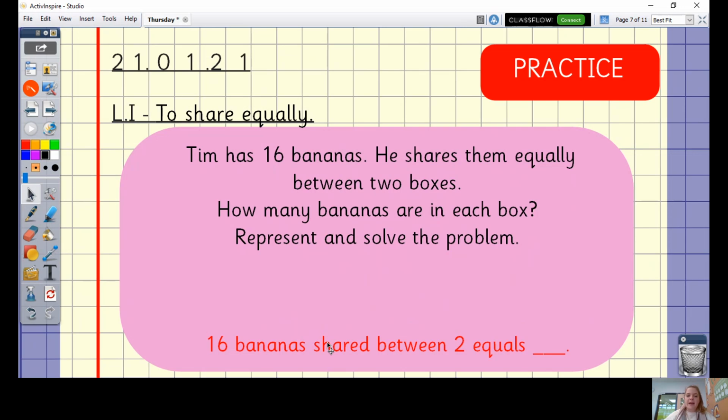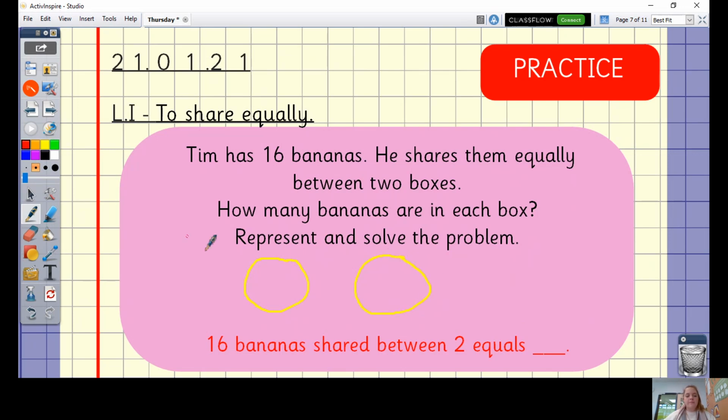Okay, hopefully you've had some time now to collect up those objects and to share them into 2 groups. And hopefully you've managed to find out how many bananas are in each box. I'm just going to draw my 2 groups here, okay? So I know I have 2 groups, I need to share my bananas into 2 groups. So I'm just going to draw some sharing circles. This will be 1, 2, my sharing circles.